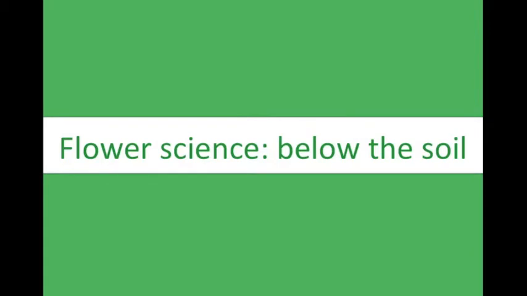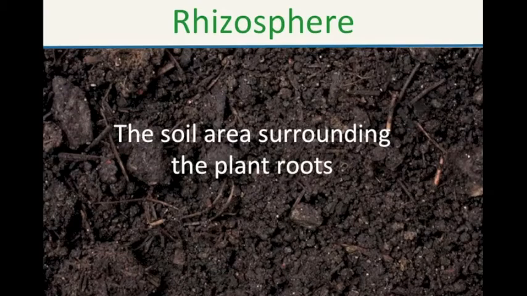So a little bit about flower science below the soil. As you know, plants grow in the soil, and the plant roots are in the soil. This space, this term called the rhizosphere, that's the space in the soil that includes the soil and the surrounding plant roots, and also the microorganisms that grow in the soil in association with plant roots.